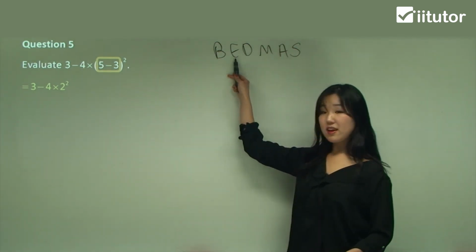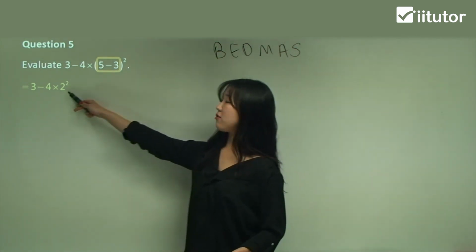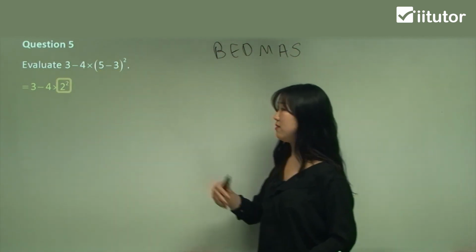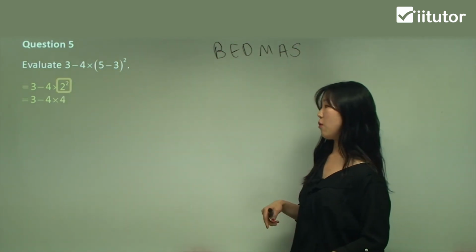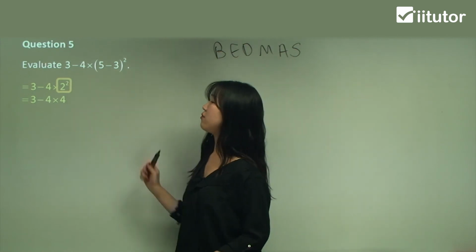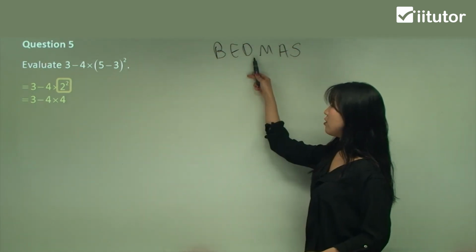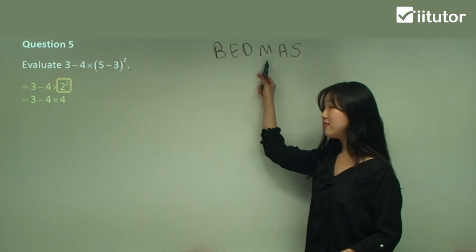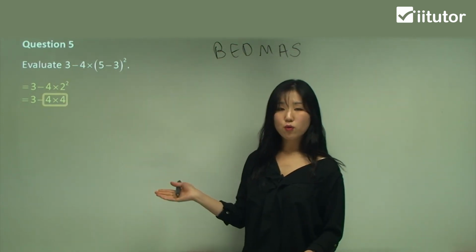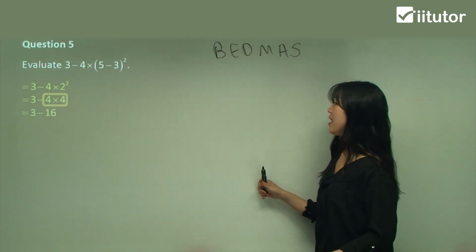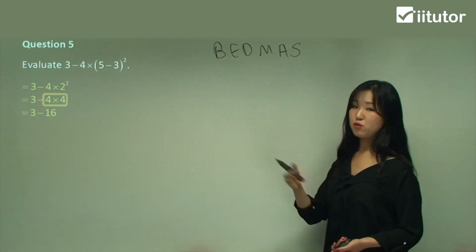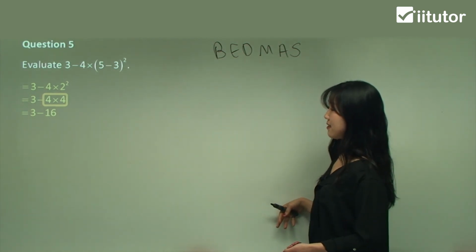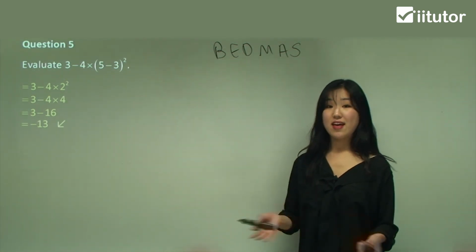Now, do we have any exponents? Yes, we do. We've got 2 squared, don't we? Which is, we can simplify that to 4. So 2 squared, I just replace that with 4. Now, the next one. Do we have any divisions or multiplications? Yes, we do. So 4 times 4 is 16. Now, the only one left is subtraction. We'll just do it straight away. 3 minus 16 is negative 13. And that is the answer.